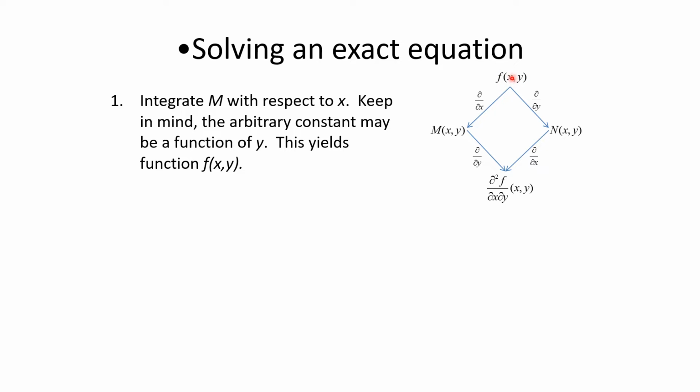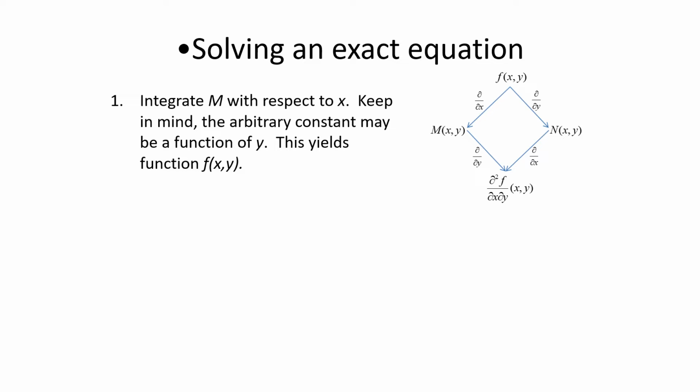And keep in mind that when we integrate, the arbitrary constant that we normally add might be a function of y. So when we add the arbitrary constant, instead of adding a c, we'll add something like g of y or h of y to account for the fact that there might have been a y in that constant.